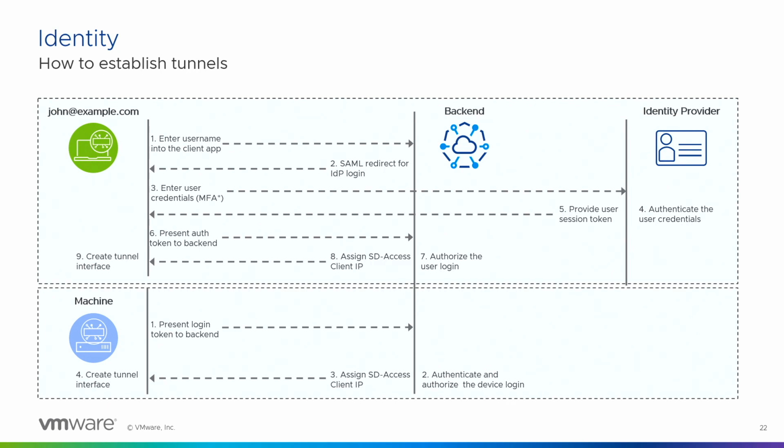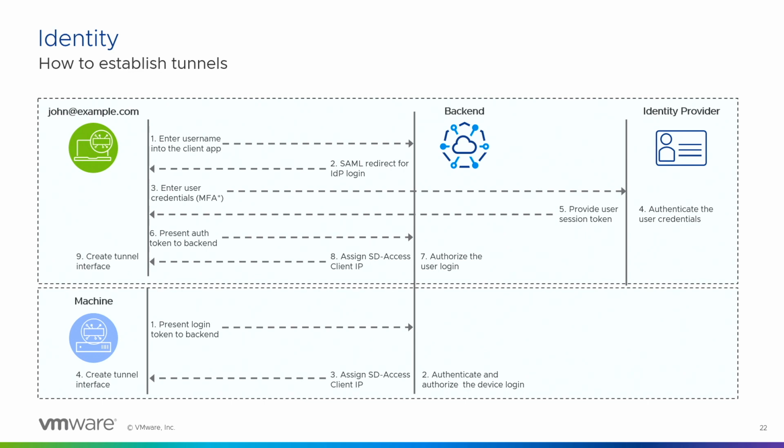If we look at this from a flow perspective, the first element is identity. John at the top at example.com, first they're gonna enter their username into the client app. In this scenario, we're talking about SAML, right? We're talking about IDP. The backend is gonna say, hey, this user needs to be redirected to the IDP for login. When they get redirected, the user is gonna have to punch in their credentials. Like I said, if MFA is included, then whatever that second factor of authentication is, and the IDP does the authentication for us, right?